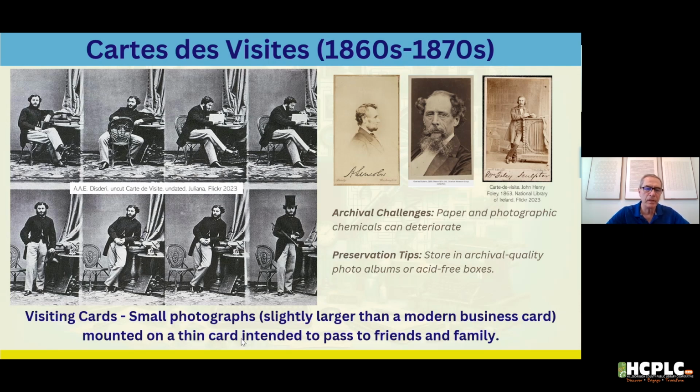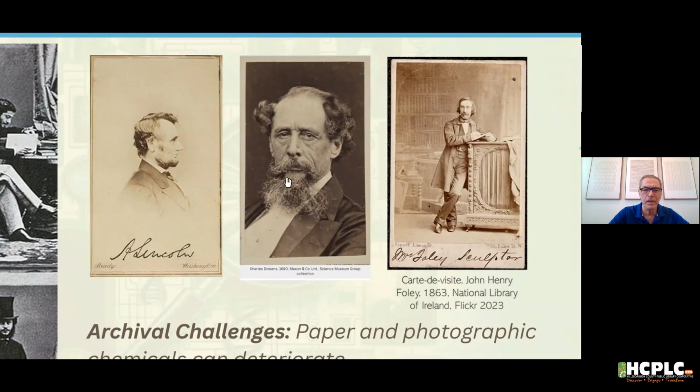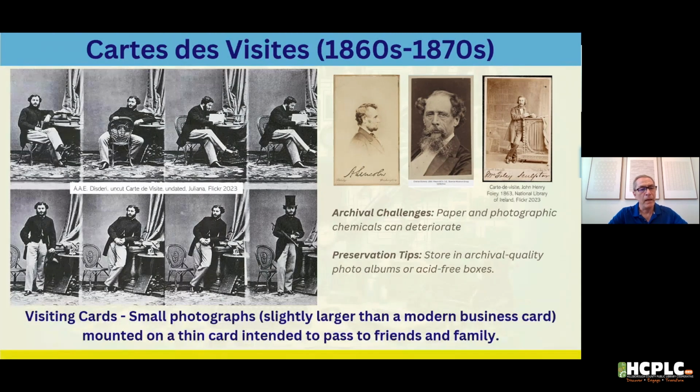So we can see one there of Lincoln. Let me just move it down a little bit. So this was a signed carte de visite of Abraham Lincoln. This is George Bernard Shaw here, and then this is a typical one of John Henry Foley from the Museum of Ireland here. So again, cardstock, we have to be very careful how we preserve these photographs. If you have them in your collection, congratulations. Again, typically these were wealthy people, but people did collect them. You may have something written on the back of them.